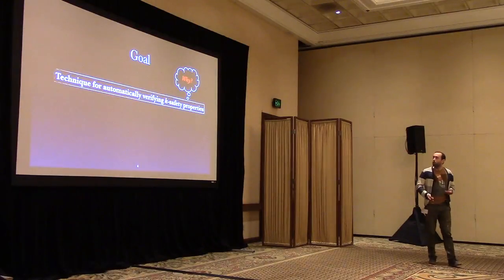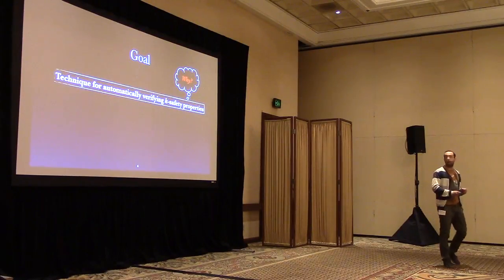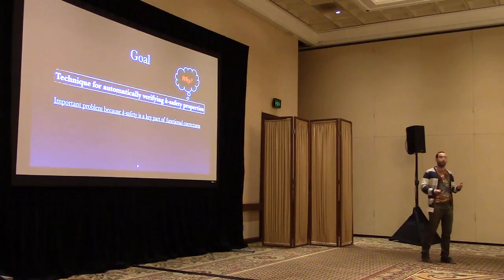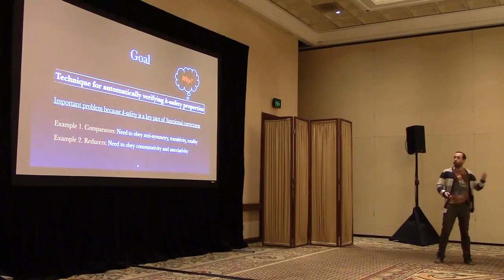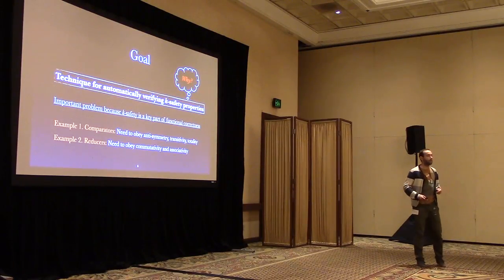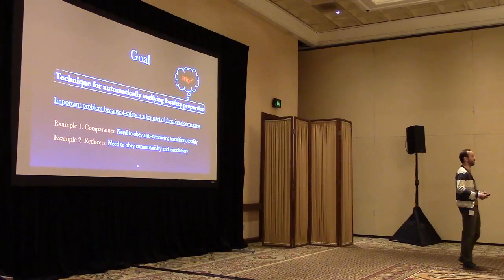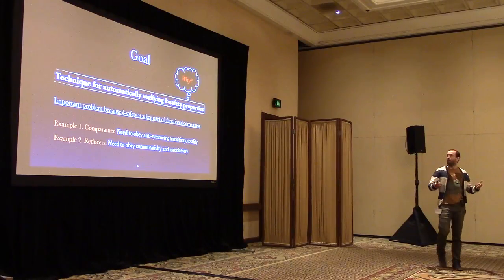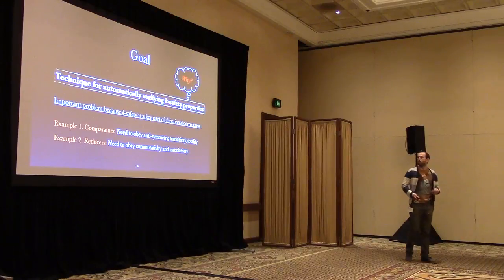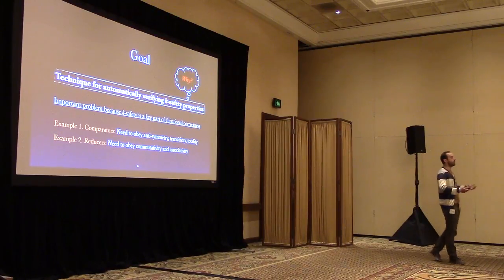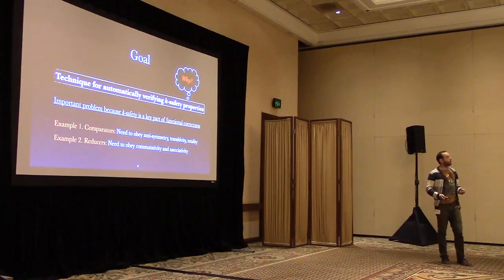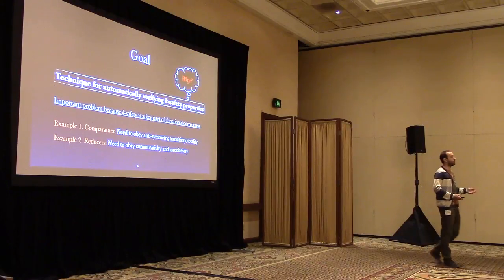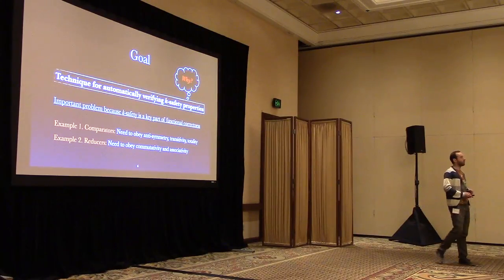The goal of our work is to come up with a technique for automatically verifying k-safety properties. We believe that this is an important problem because k-safety is a key part of functional correctness. Let me give you two examples of that. The first example is comparators. Say you're writing a comparator in your favorite programming language, from Java to Haskell. It needs to satisfy certain properties to behave correctly: for example, antisymmetry, transitivity, and totality. Another example is if you're coding some MapReduce style program. In that case, your reducer typically needs to be both commutative and associative.